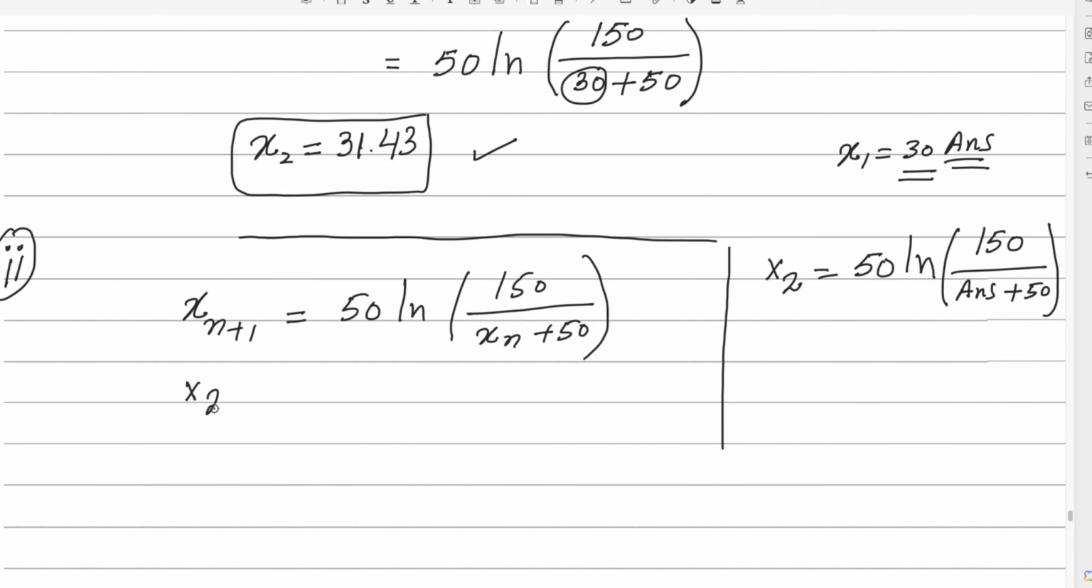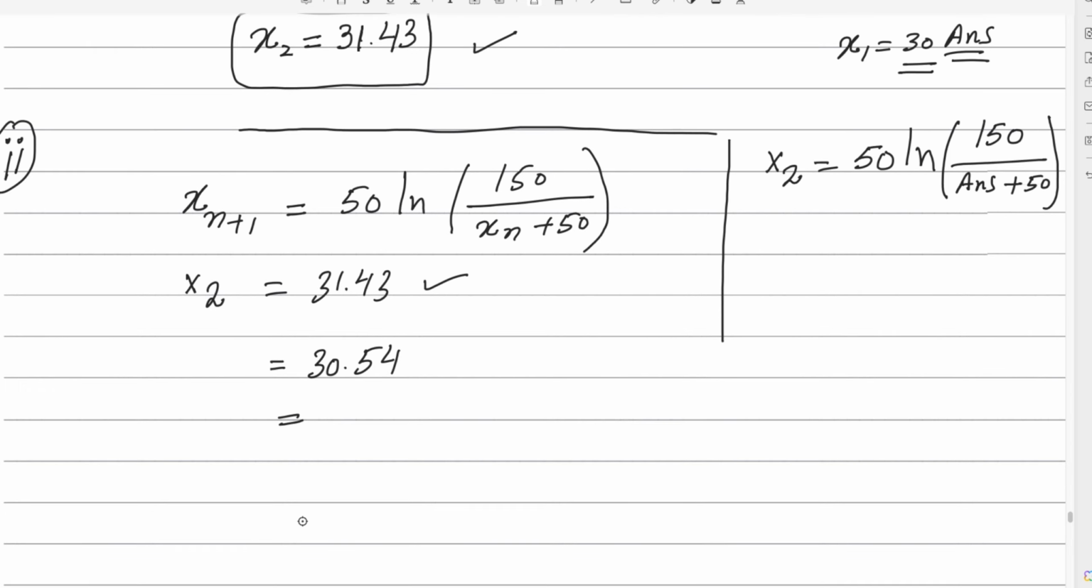We already got the answer for x2, that is 31.43. First time you press equal, you get this answer. The next time you press equal, you will get that answer. This will be the x3 value. Got it? That is 30.54. Then again press equal. You will get a different answer now, 31.09. Keep pressing equal again and again.